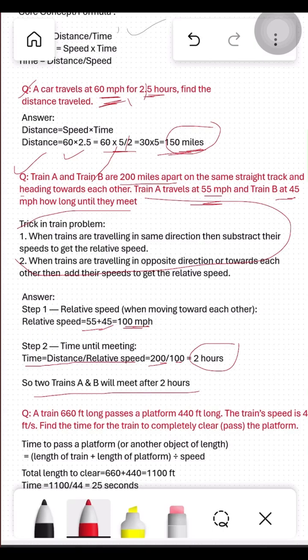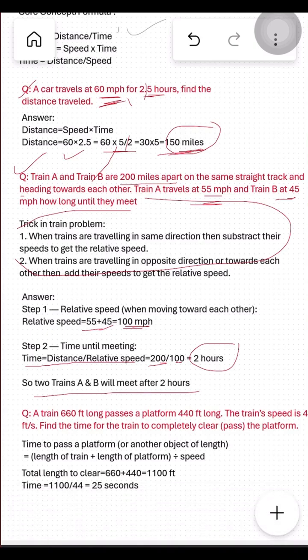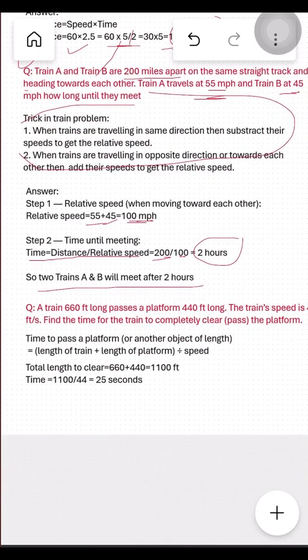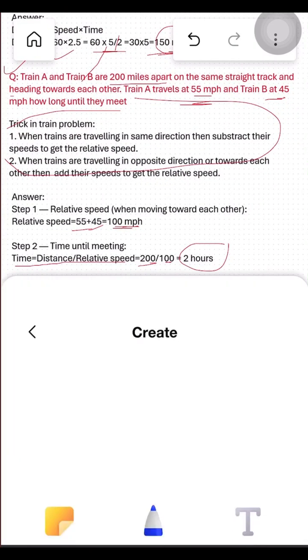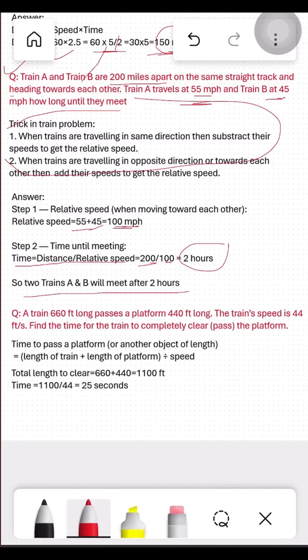So this is the intermediate example that I wanted to cover. Now the last example that I wanted to cover is with respect to platforms: when a train is traveling on a platform, how long it will take the train to clear the platform or pass the platform. That's the question. A train 660 feet long passes a platform of 440 feet long, and the train speed is 44 feet per second. Find the time for the train to completely clear the platform.